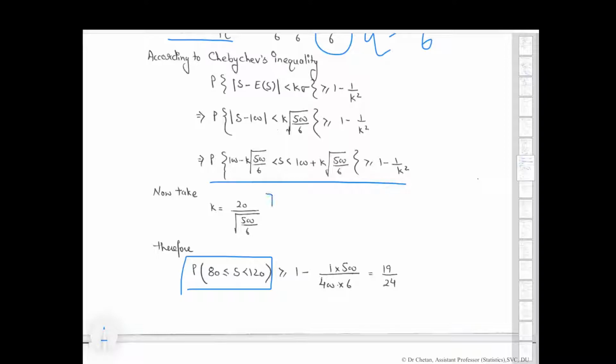The value of k should be taken in such a way that we will get the desired range of our event. Therefore, the probability of S lying between 80 and 120 is equal to this quantity, which will be the desired result.